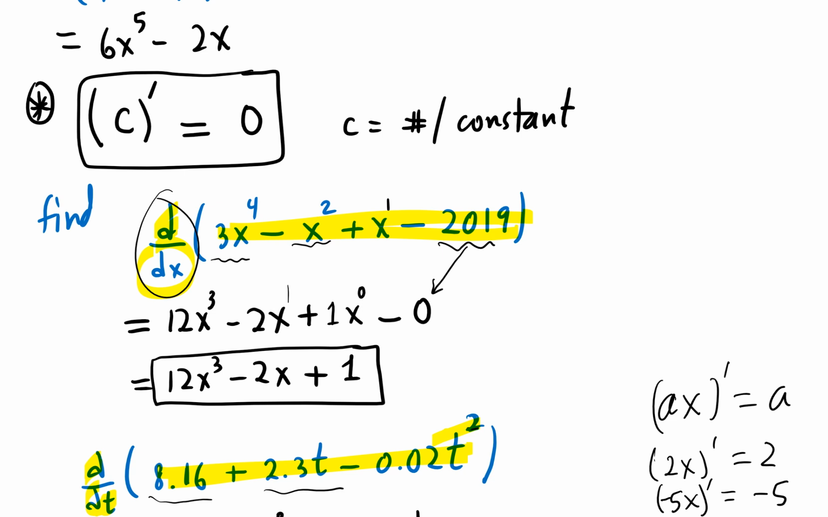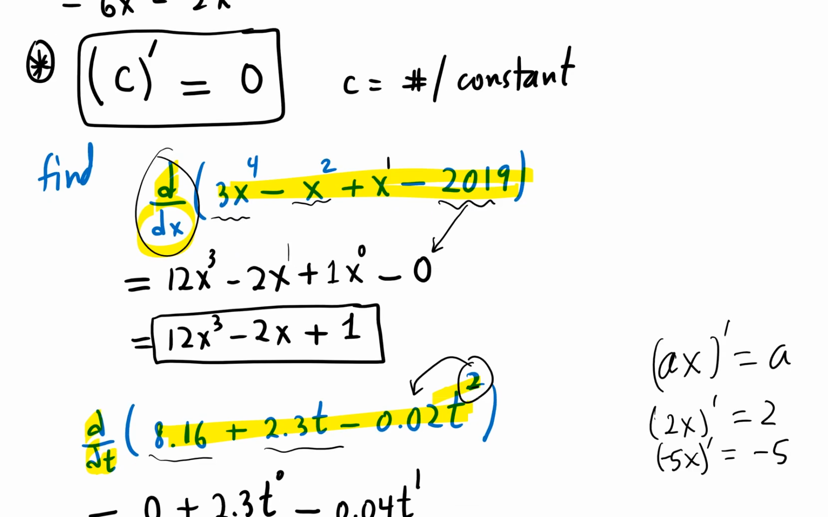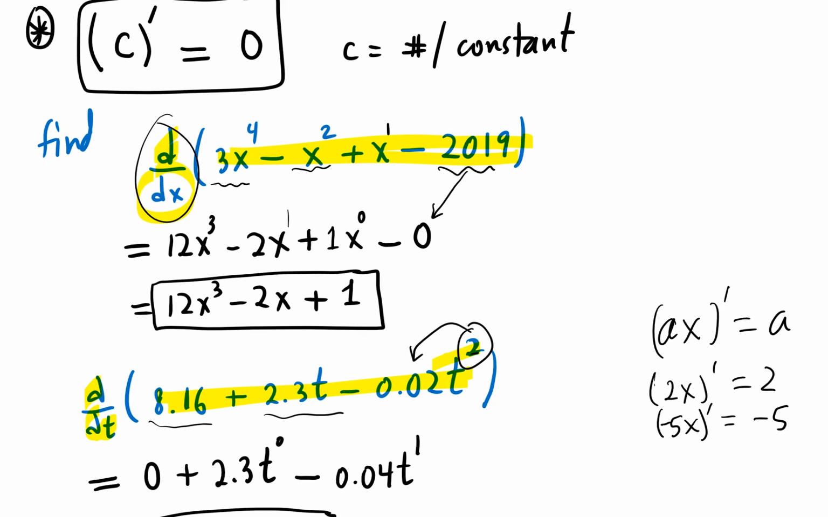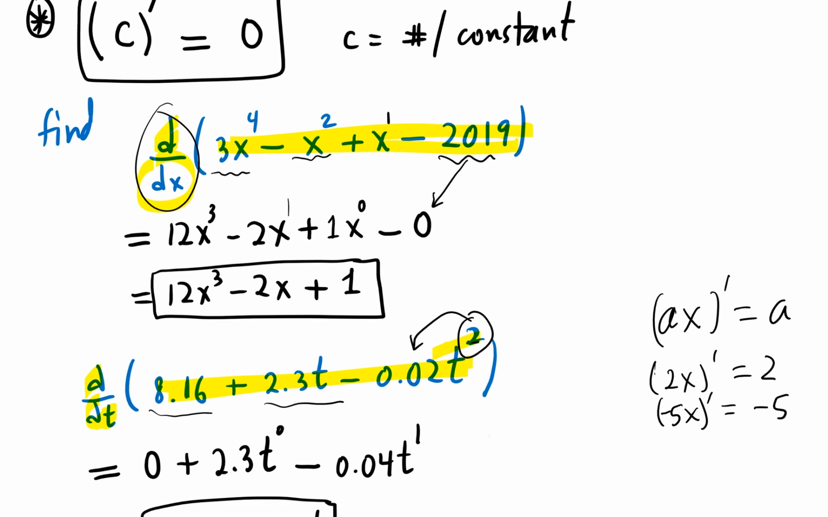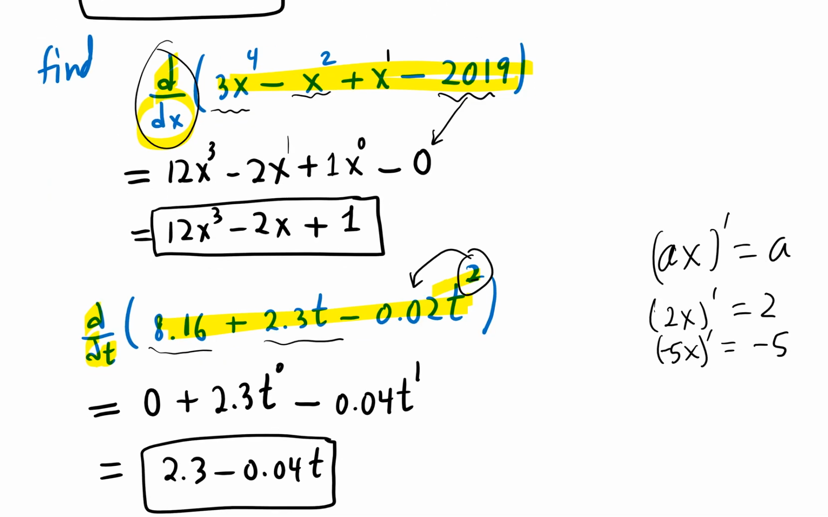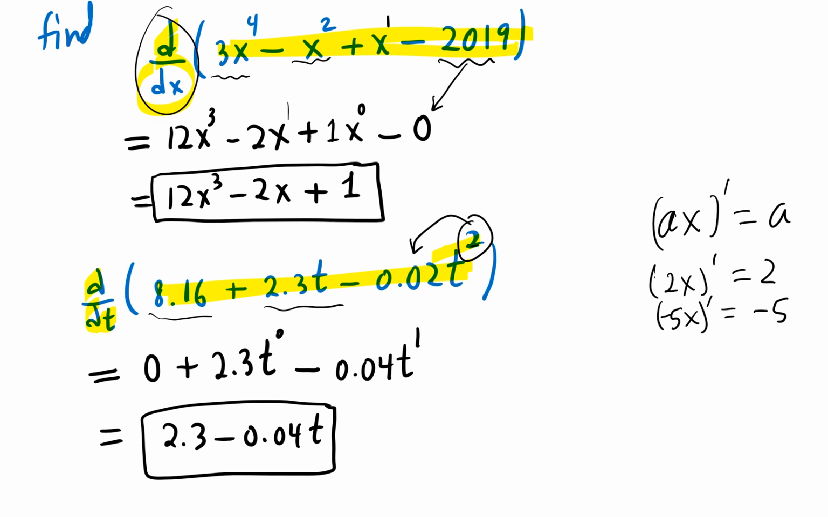For the next one, we multiply the 2 by this, that becomes 0.04, and subtract 1. So the answer would be 2.3 minus 0.04t. That's what this section is about: using the power rule. And it's a shortcut. You don't have to do the limit anymore of f of x plus h minus f of x over h, starting with this section. We will learn more tricks and techniques about finding derivatives of functions in the later sections.